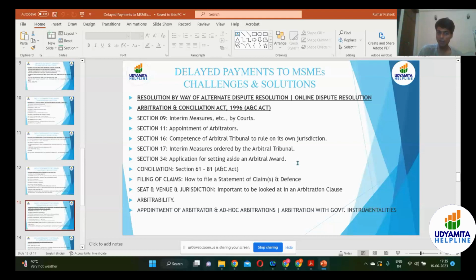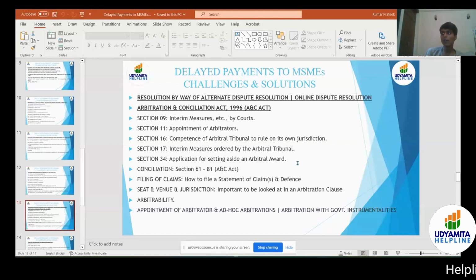Section 16 is the competence of the arbitral tribunal to rule on its own jurisdiction. Many a time I've seen awards in which the arbitral tribunal deals with limitation or maintainability. A lot of times when we file a reference before the arbitral tribunal, the opposite party, in absence of legal understanding, goes and files a writ petition before the High Court saying that the MSME does not have any jurisdiction. These cases are never entertained by the court because of this very section, section 16, which states that the arbitral tribunal itself is competent to rule on its own jurisdiction.